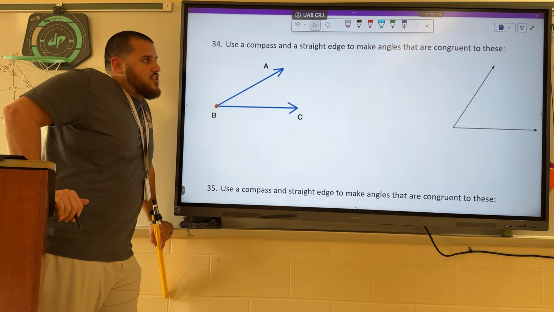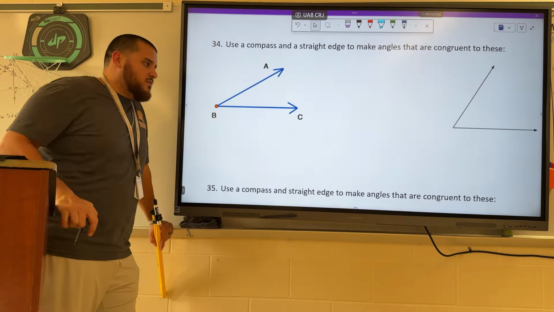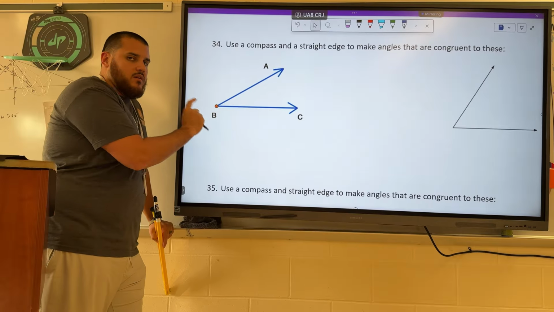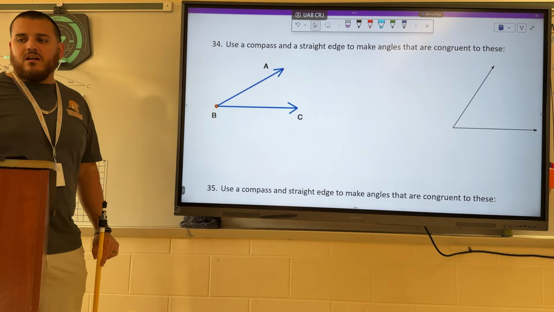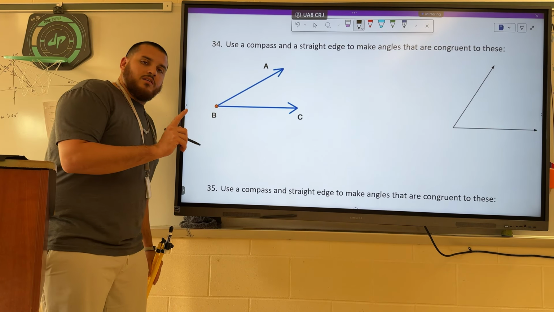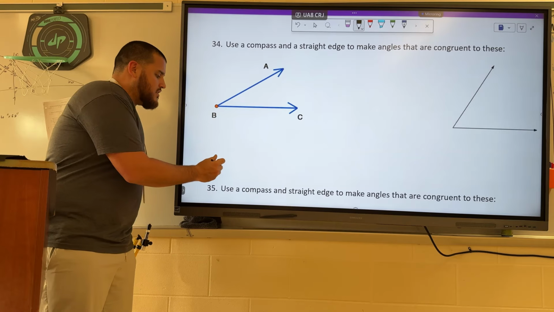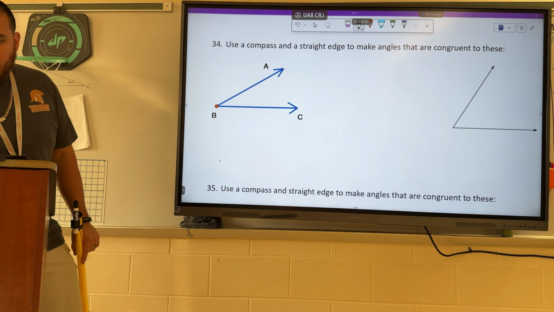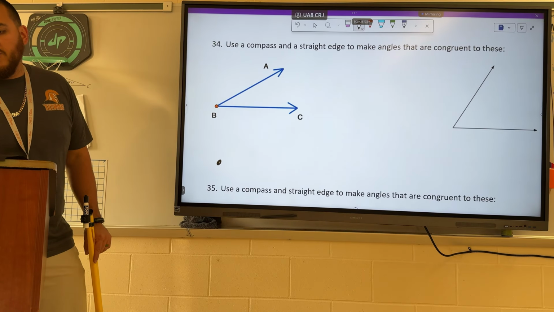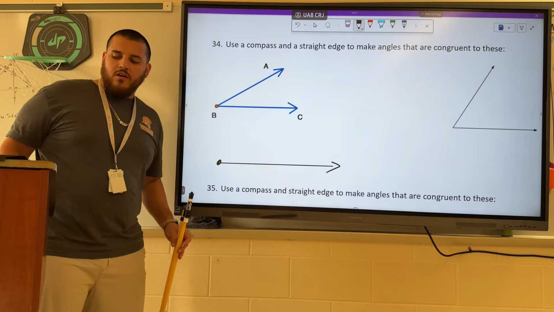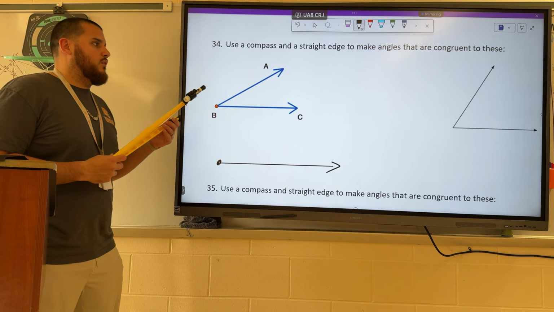We have another construction here, which is copying angles. So I need to make an angle that's exactly the same as this one, congruent, same amount of degrees. That starts by first drawing a, well, it could be, depending on the rules that you follow, just drawing a new point as a new vertex for your new angle, or it could be drawing a ray with an endpoint on it as a new side for your given angle. Either of those is fine for your first step.